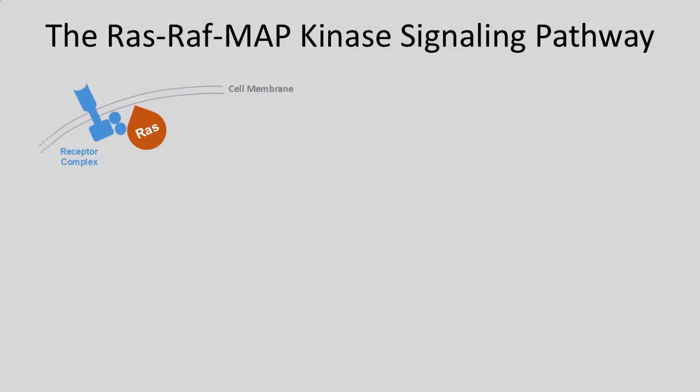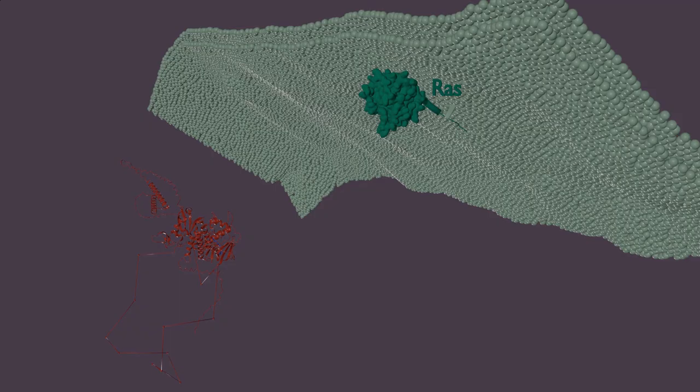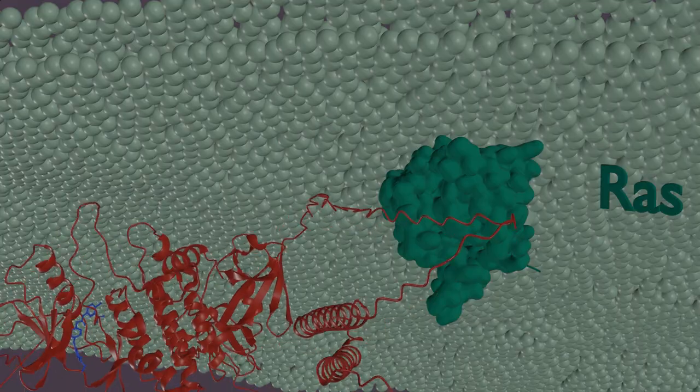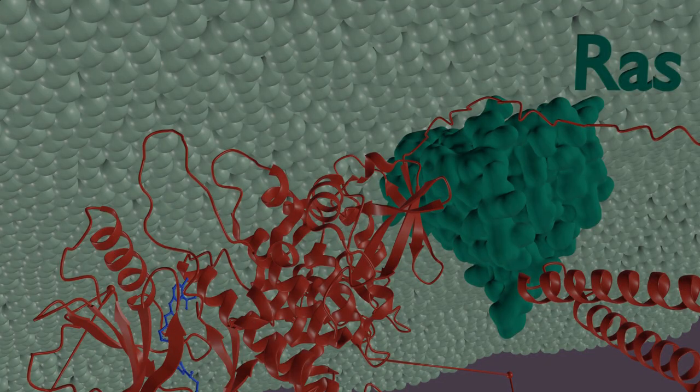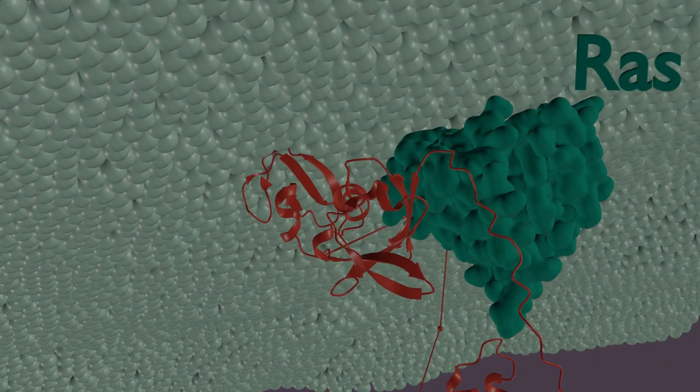When the cell receives a growth stimulatory signal, RAS is bound to the receptor complex and goes into its active conformation. The autoinhibited form of RAF can then bind to RAS through its RBD domain. Here we see what this might look like in the cell. The RAF RBD domain makes contact with a specific binding site on RAS. This positions the C1 domain so that it can insert into the cell membrane.